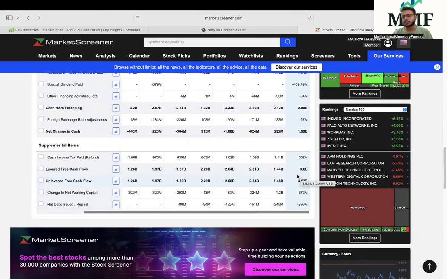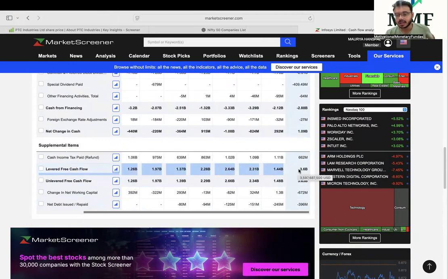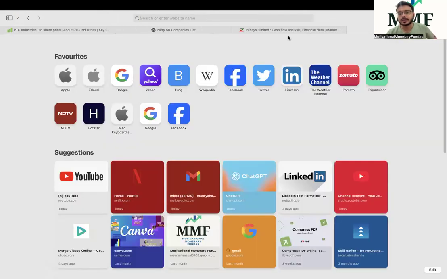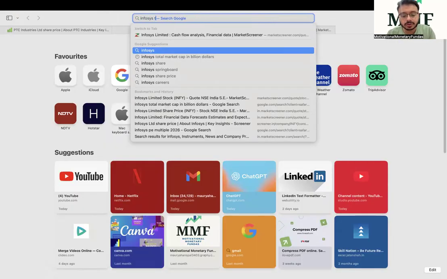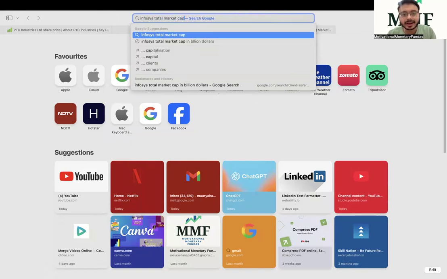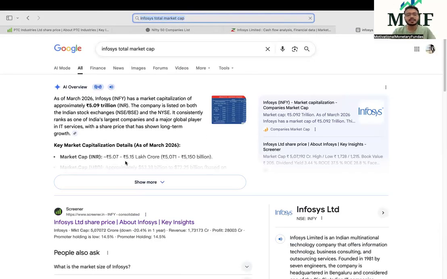Around $3.6 billion. Correct. So $3.6 billion is the levered free cash flow, or the FCFF. The free cash flow to the firm is how much? It is $3.6 billion is the free cash flow to the firm. Correct. Infosys की market cap देखते हैं कितनी है. If I just simply write in here, Infosys total market cap. It stands at 5.09 trillion. Correct.